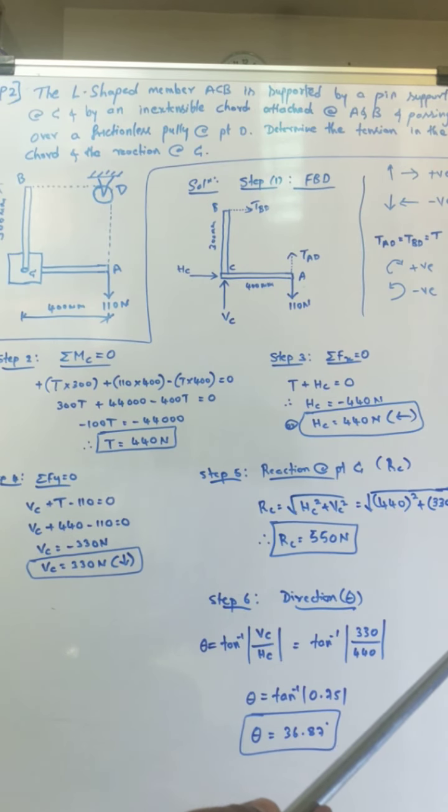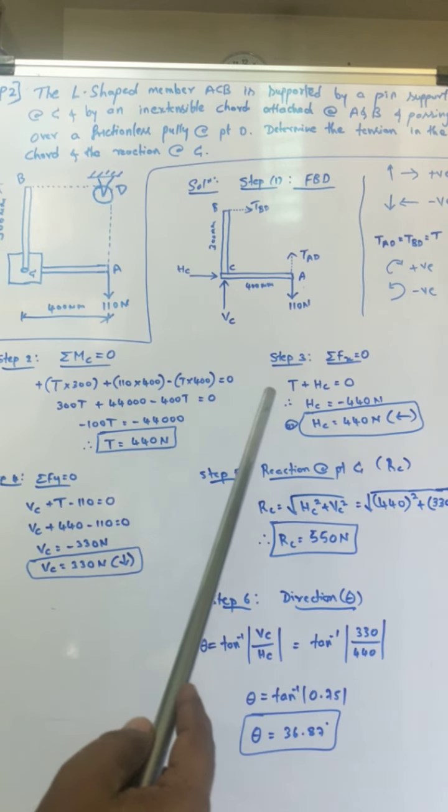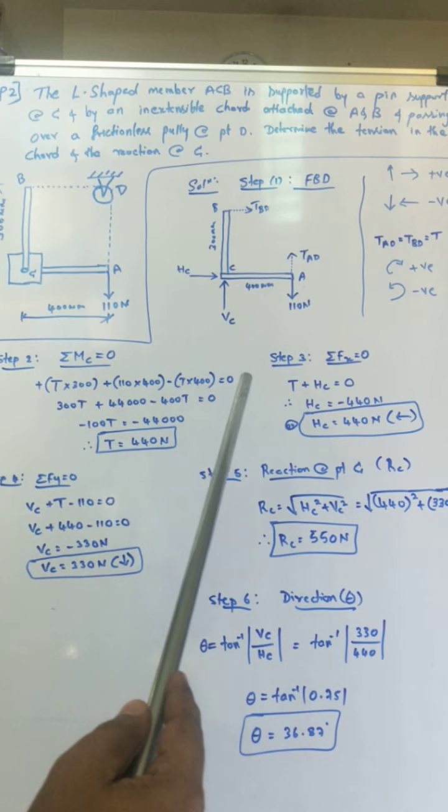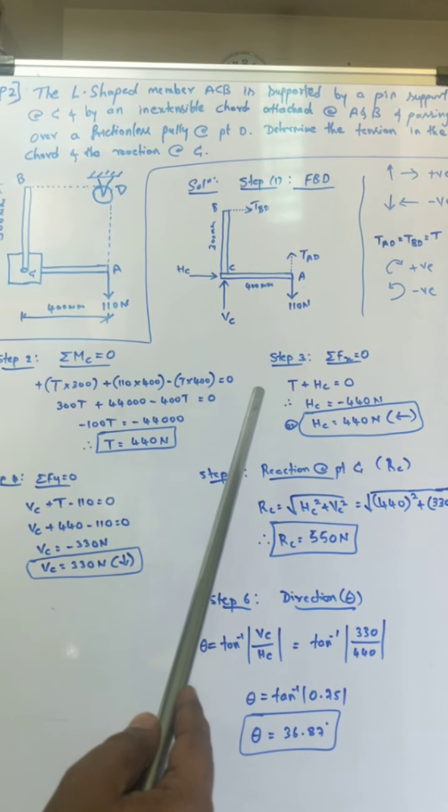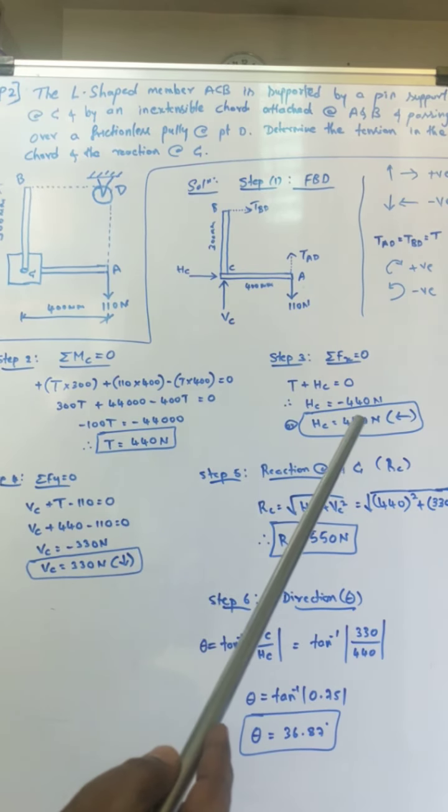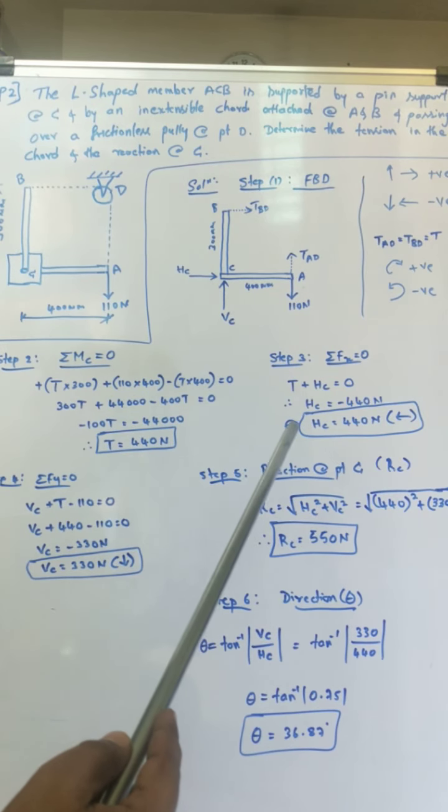So for a non-concurrent force system, there are 3 equilibrium conditions: summation Fx is equal to 0, summation Fy is equal to 0, and summation of moment is equal to 0. So these are the 3 conditions. By using these 3 conditions, we will find out the unknowns.